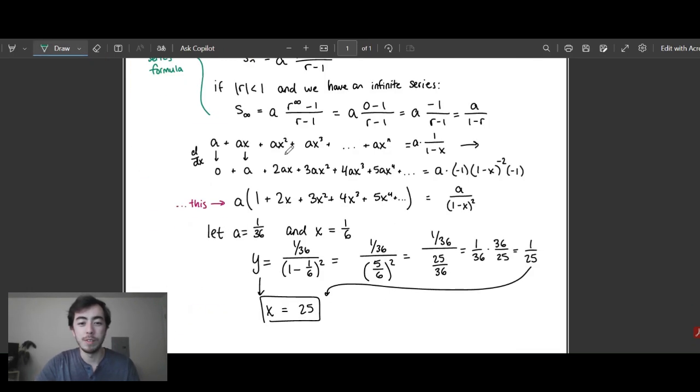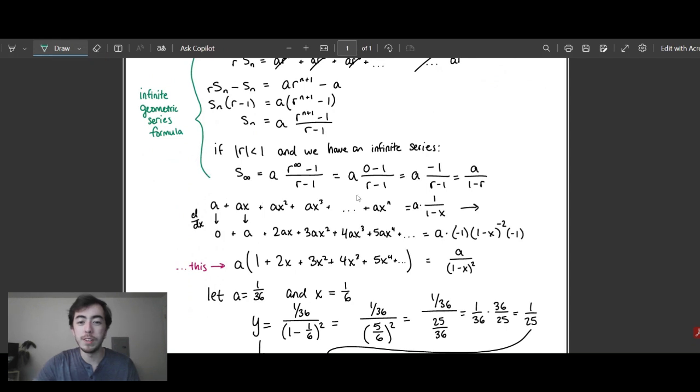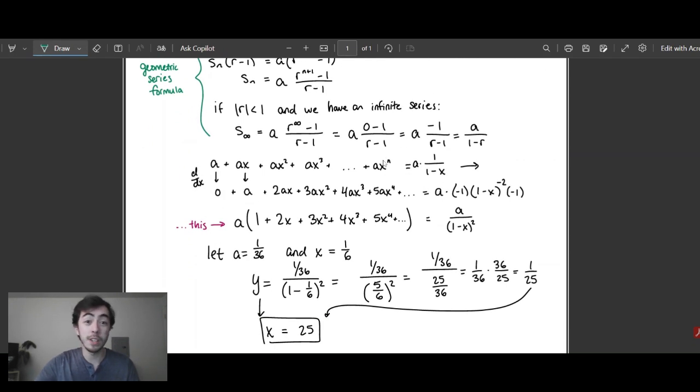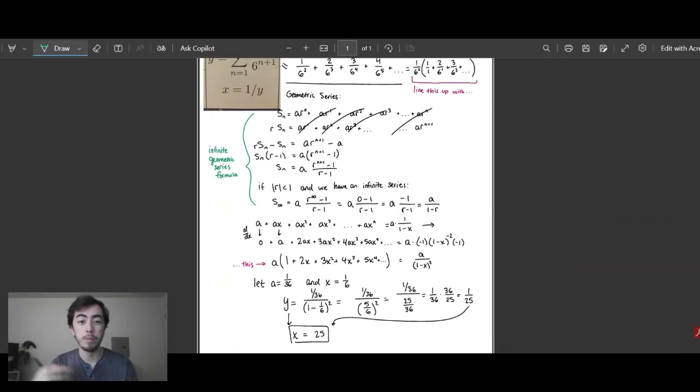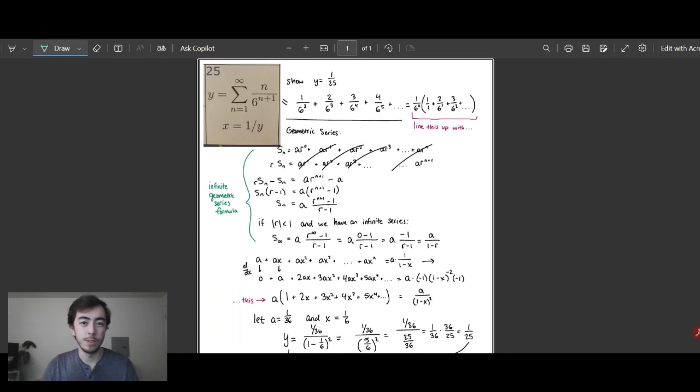And so we went through some infinite series. We went through some calculus to take the derivative of these sums. And ultimately, both of those were necessary to prove why x is 25 today. So that's all from me today.